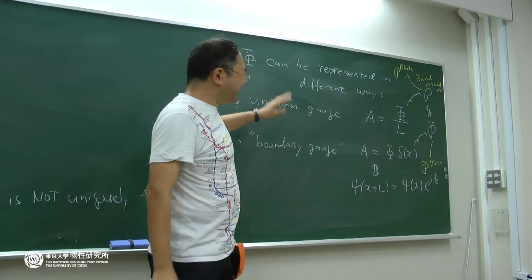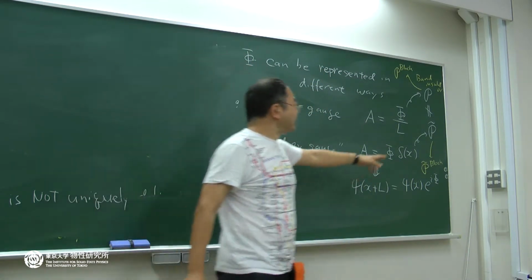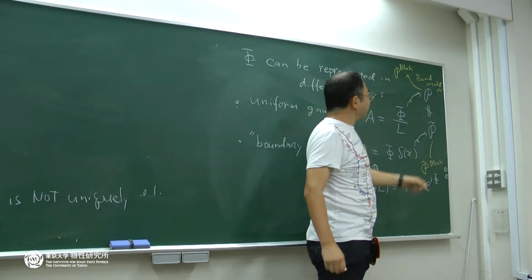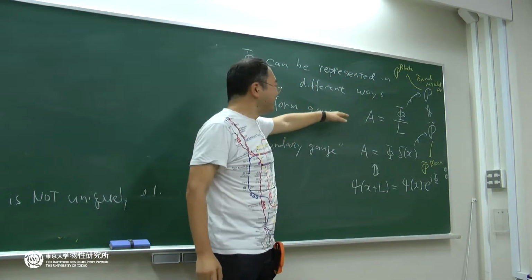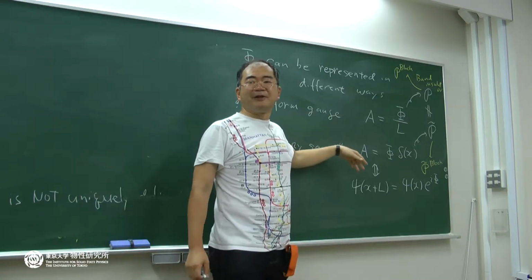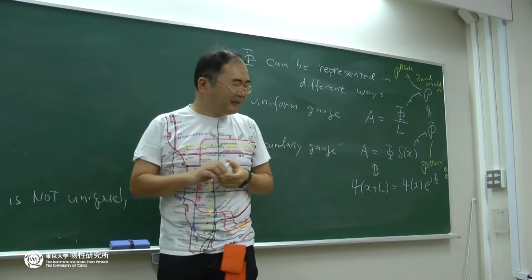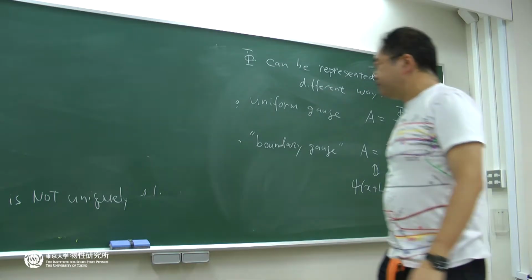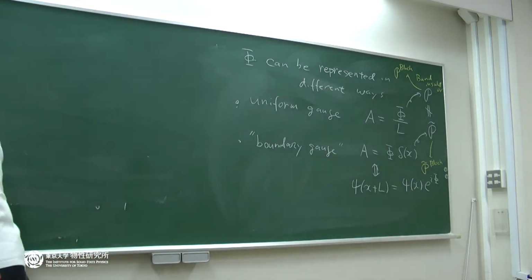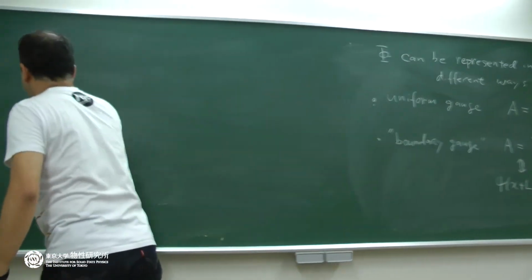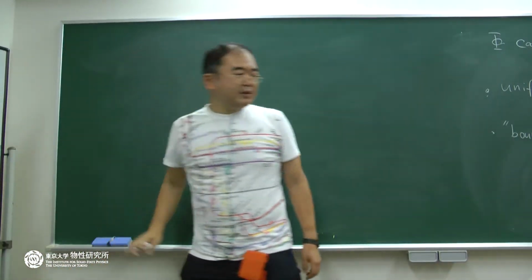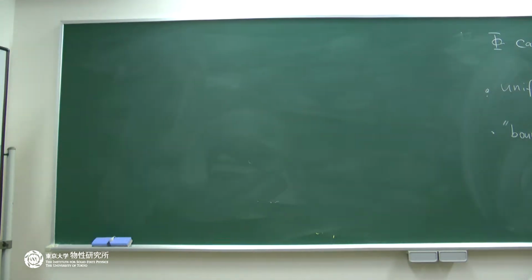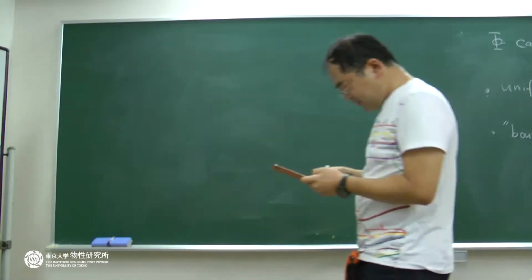So the difference between these two definitions can be understood as a difference between the different gauge choices representing the same magnetic flux through the system. Then what this physically means is the problem.